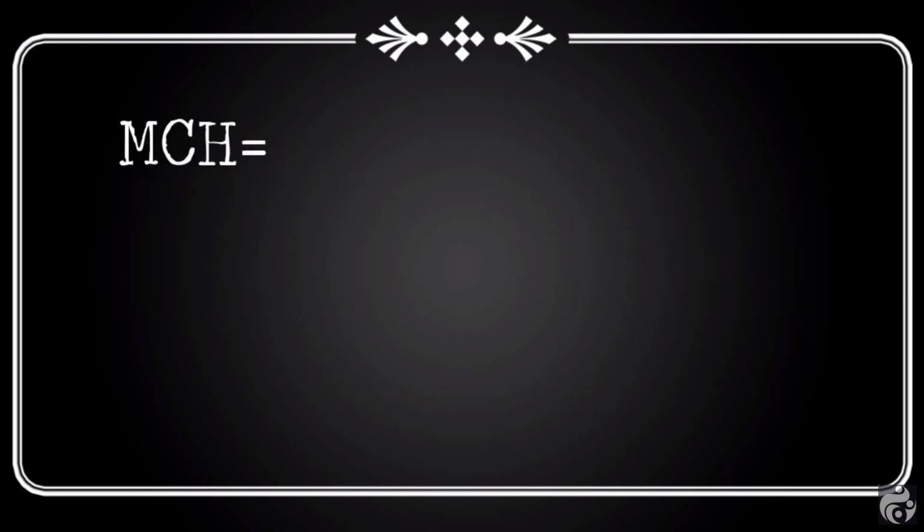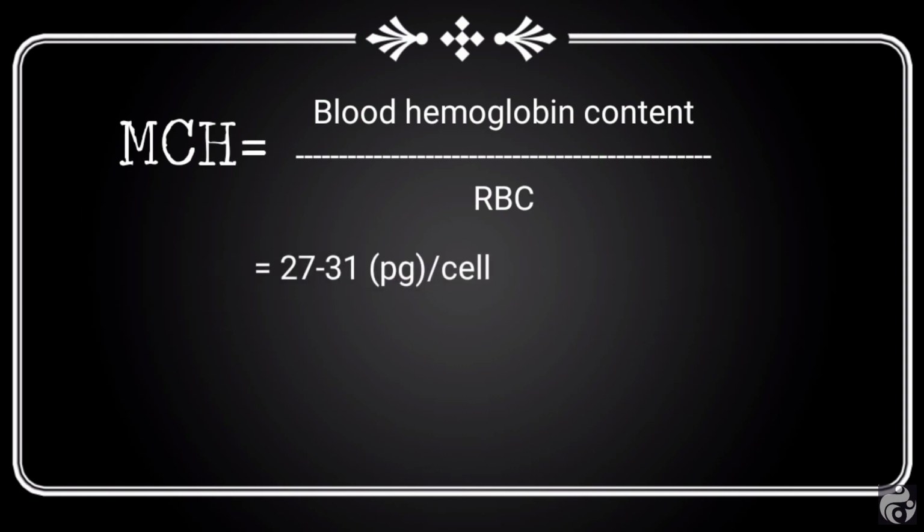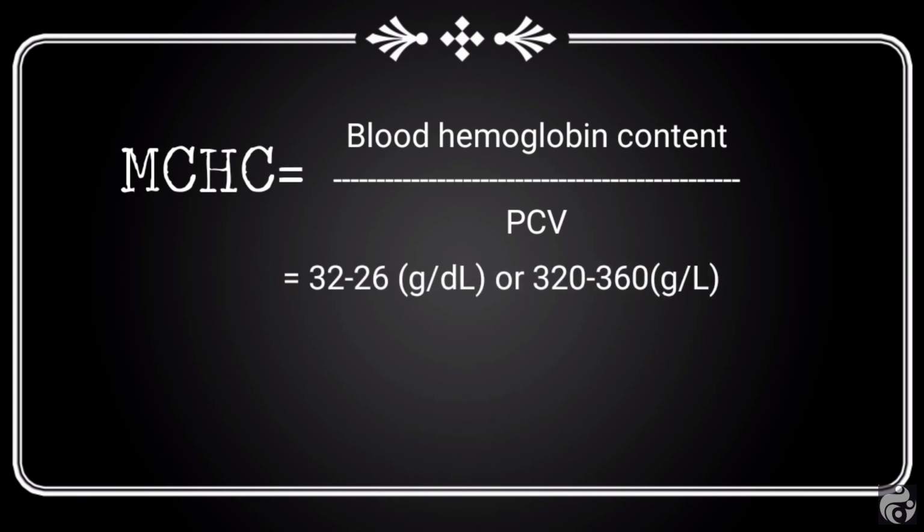Whereas the MCH can be deduced from the ratio of the blood hemoglobin content and the RBC count. The normal value ranges from 27 to 31. RBCs with a value less than 27 are considered to be hypochromic cells, and the MCHC can be deduced from the ratio of blood hemoglobin content and the PCV. The normal value ranges from 32 to 36 gram per deciliter or 320 to 360 gram per liter. RBCs with values less than 32 gram are considered to be hypochromic cells.